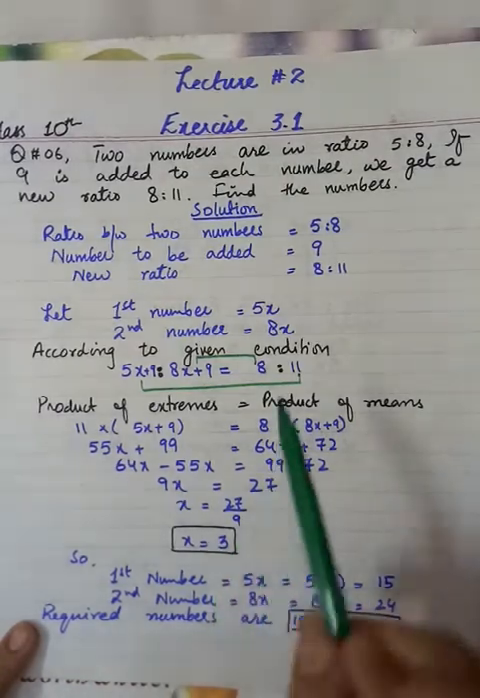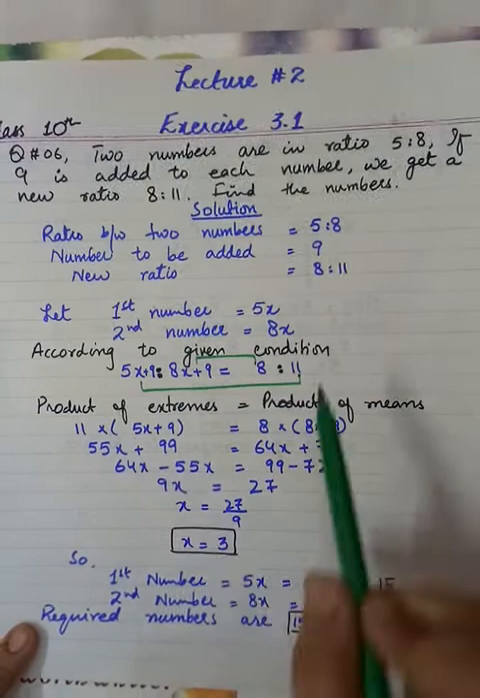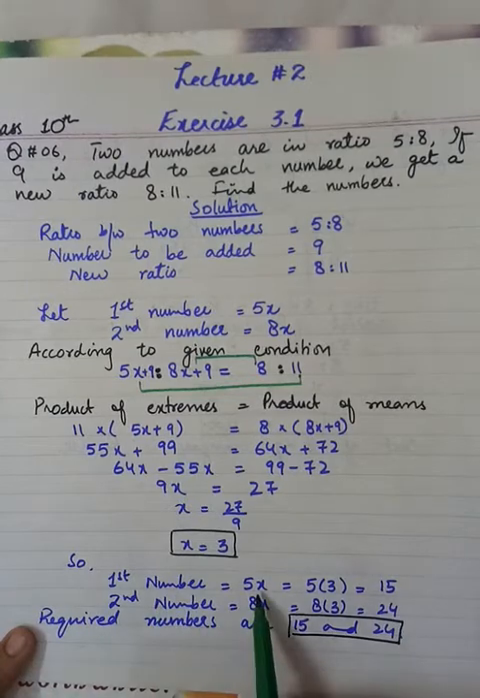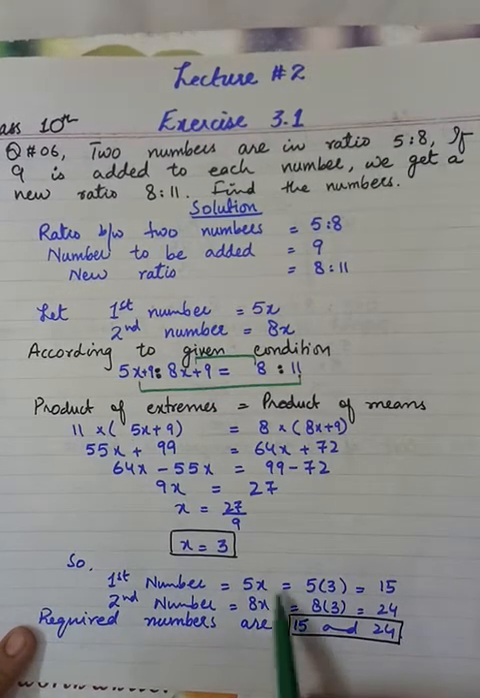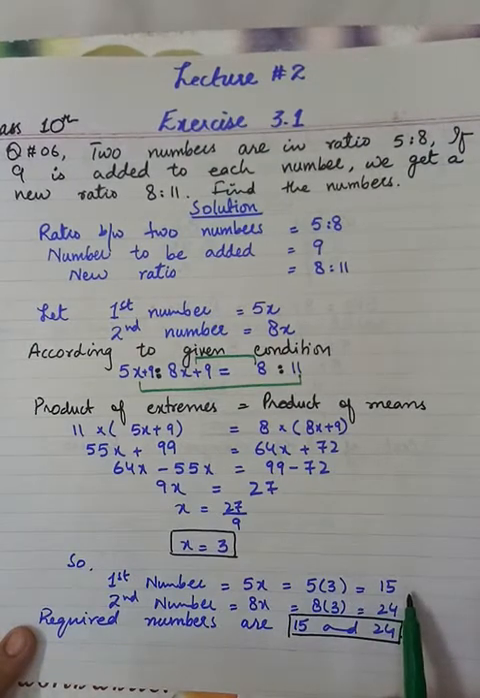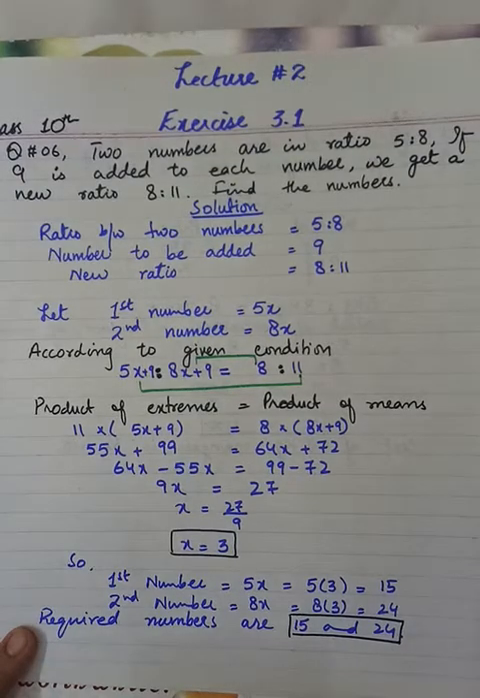And remember that we have let the numbers 5x and 8x, and we have found the value of x. By putting the value of x in the numbers, we can get the original numbers. Those were required numbers. First number was 5x, so 5, put the value of x, 3, that we have found. 5 3s are 15. First number is 15 and the second number 8x, where we put the value of x. 8 3s are 24. The second number is 24. So the required numbers are 15 and 24.